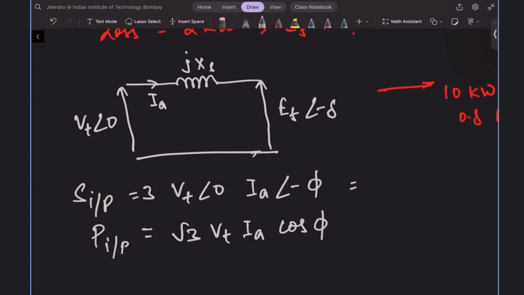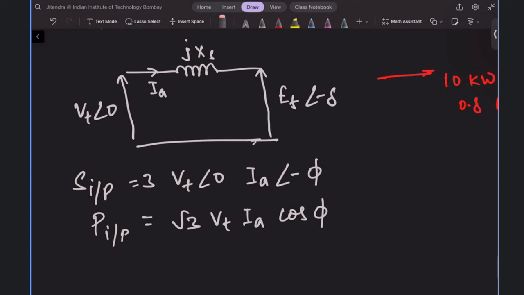Any doubt in this step? I can clarify it once more. If you are taking only phase values of voltage and current, you can multiply with 3. If you are dealing with line values of voltage and current, you can multiply with root 3. Sir, here we don't do that, we have only done VA conjugate. Okay. Let us move ahead that way.